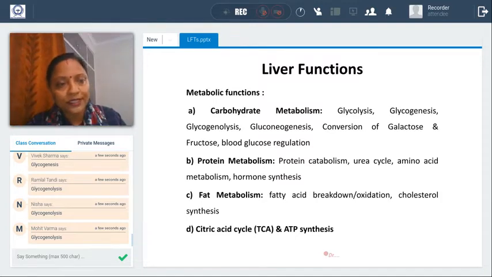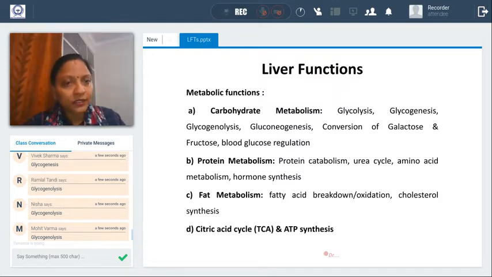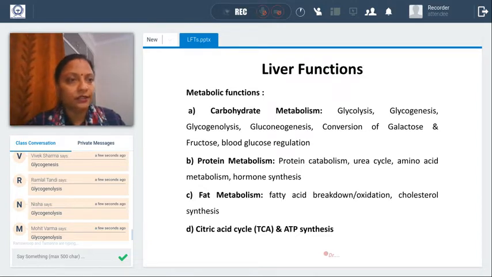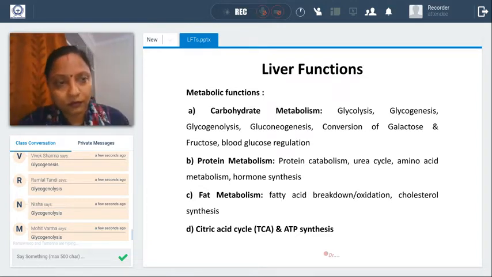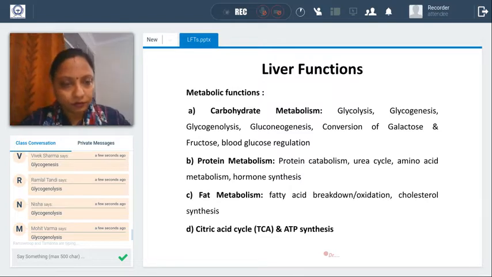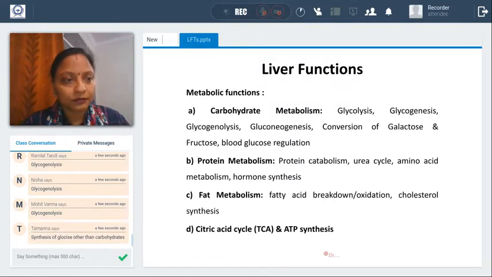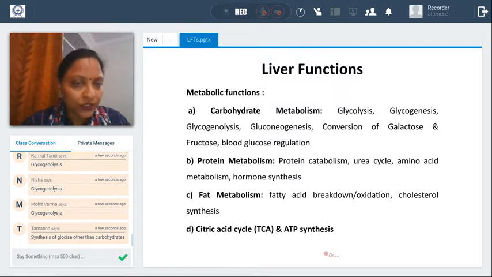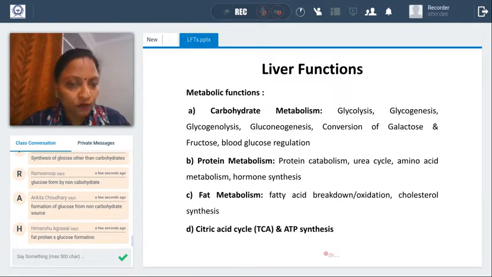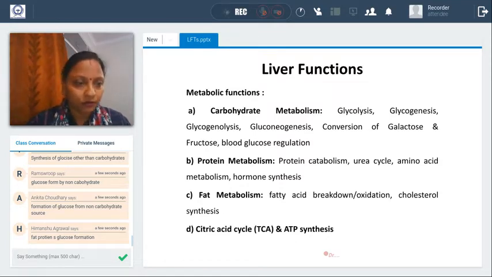What is gluconeogenesis? Please write in the box. Gluconeogenesis is the synthesis of glucose from non-carbohydrate moiety or non-carbohydrate compound.